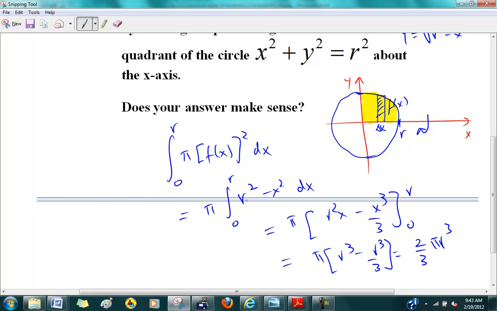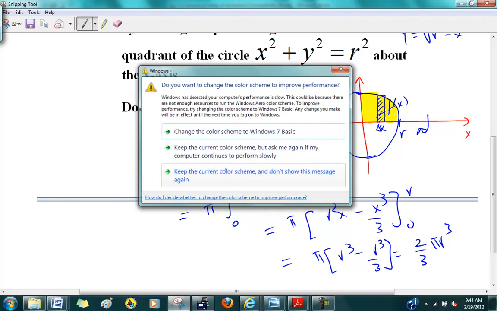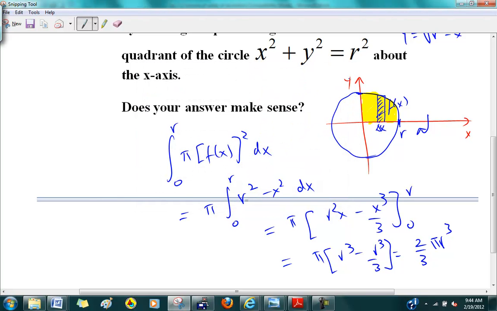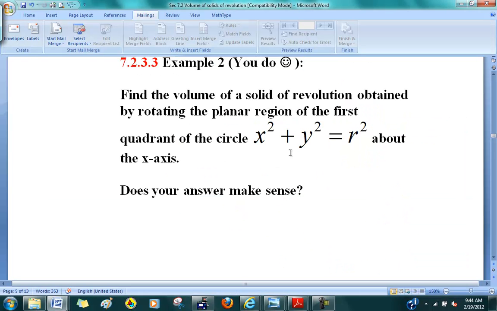And what we have is a representative disk generated by this representative rectangle. And notice that in this method, the representative rectangle is at right angles to the axis of rotation. So here, the axis of rotation is the x-axis, so your representative rectangle is going to be vertical. Okay, it's going to be at right angles to it. In 7.3, we do the shell method, where the representative rectangle is going to be parallel to the axis of rotation. So that'll be a different technique. Okay, example 2 down.